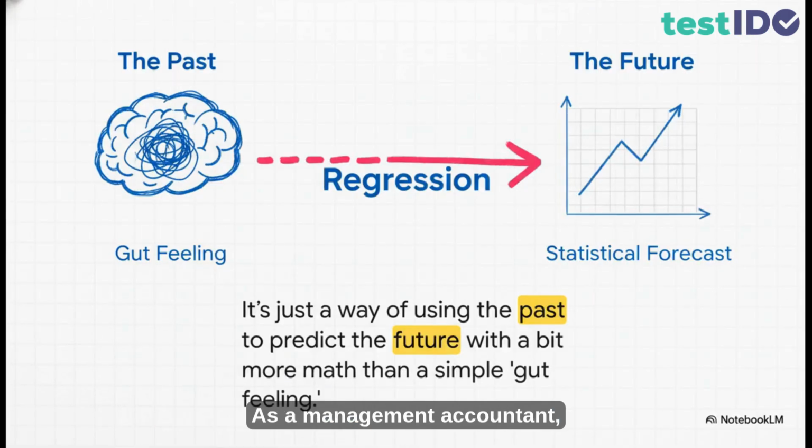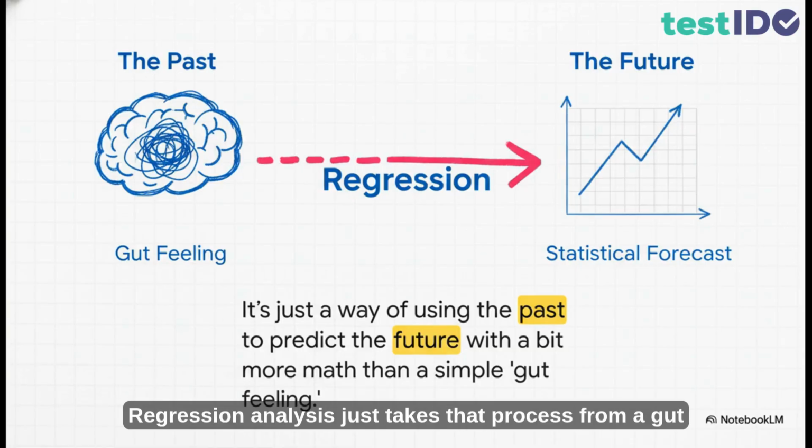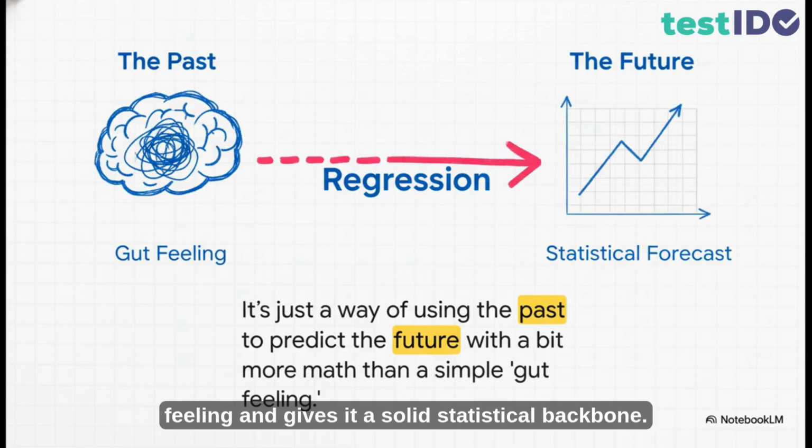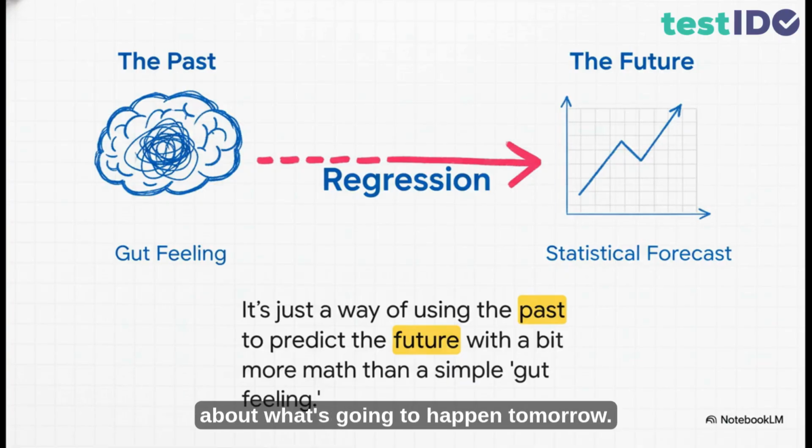Seriously. As a management accountant, people are always asking you to predict what's coming around the corner. Regression analysis just takes that process from a gut feeling and gives it a solid statistical backbone. It's really just about finding the real relationship between what happened yesterday to tell a much more accurate story about what's going to happen tomorrow.